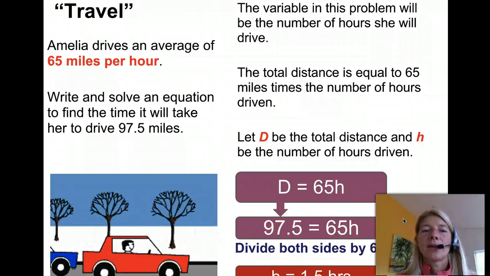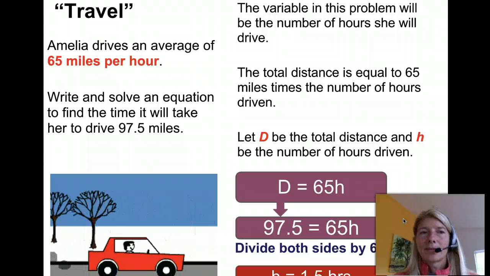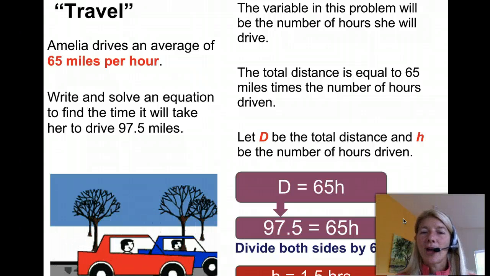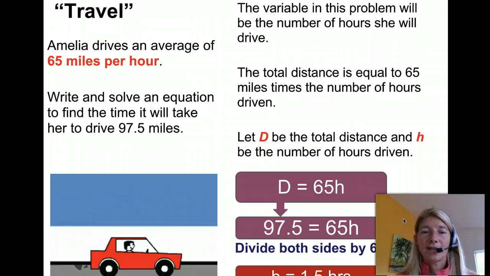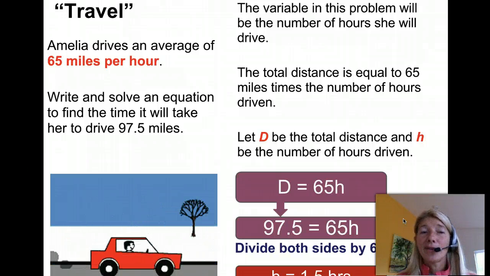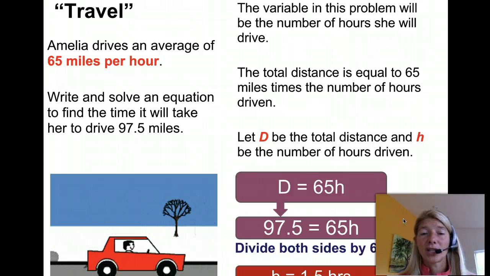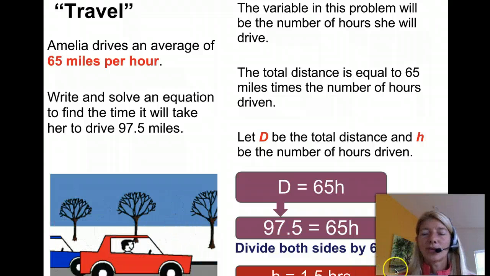When you are doing these problems, think about it in your mind. Make sure that it makes sense. Okay, if she drives 65 miles per hour, that means in 1 hour she will have gone 65 miles. If we're trying to figure out how long it will take her to drive 97.5 miles, we know that it's probably going to be somewhere between 1 and 2 hours, logically. So our answer should represent that, and it does.